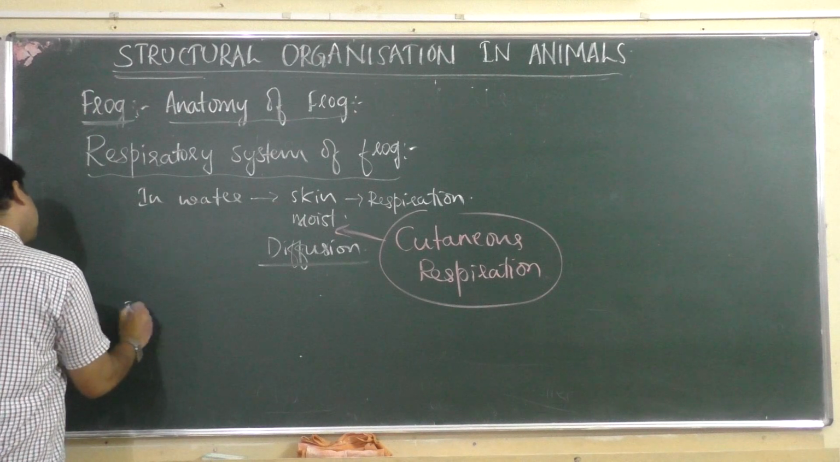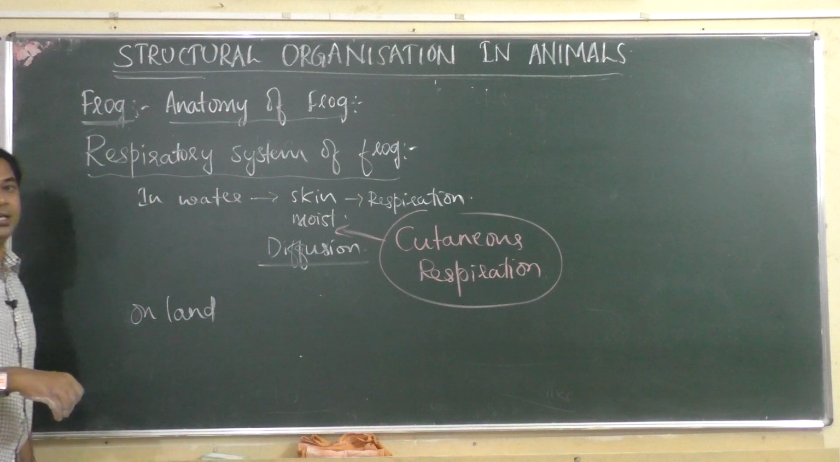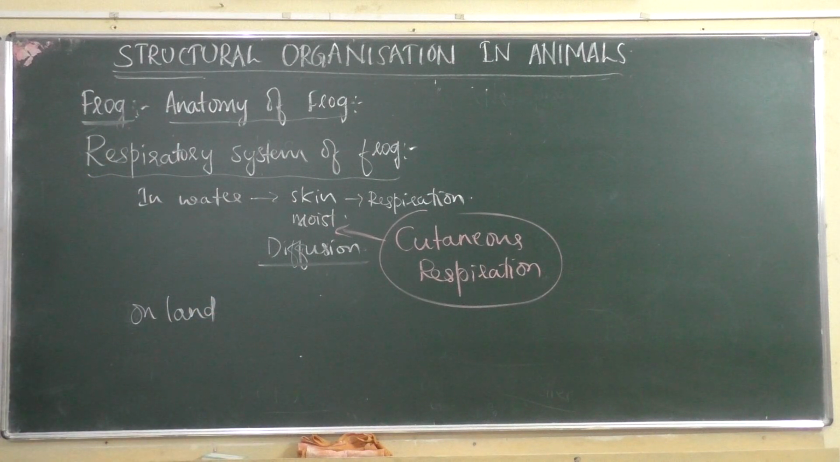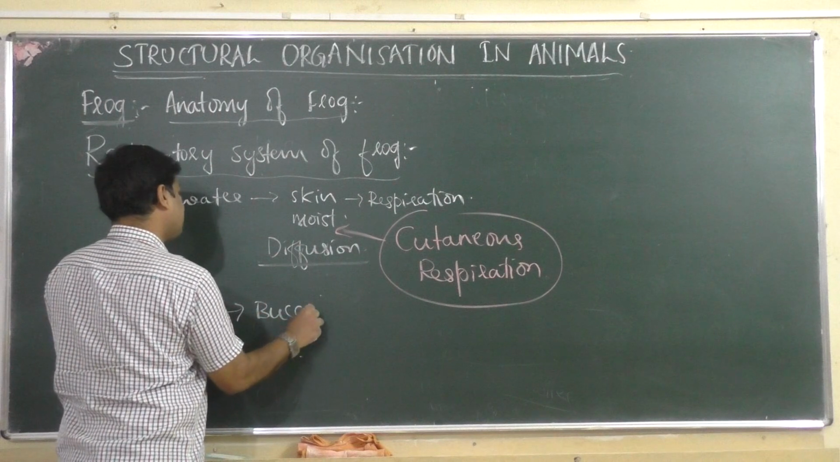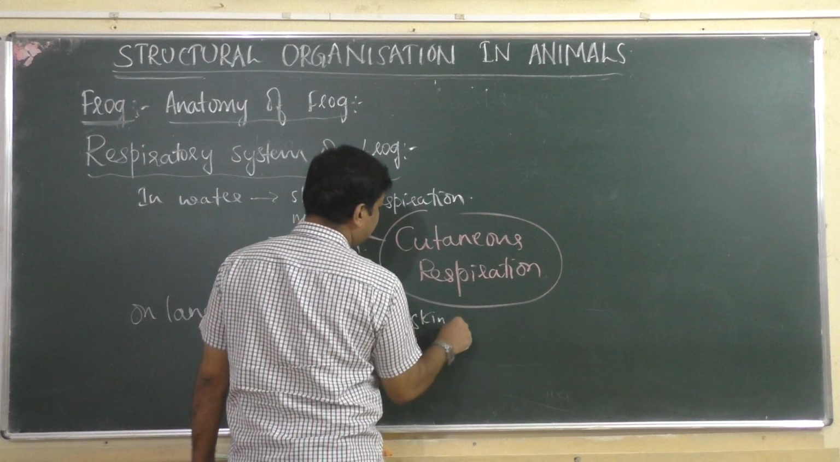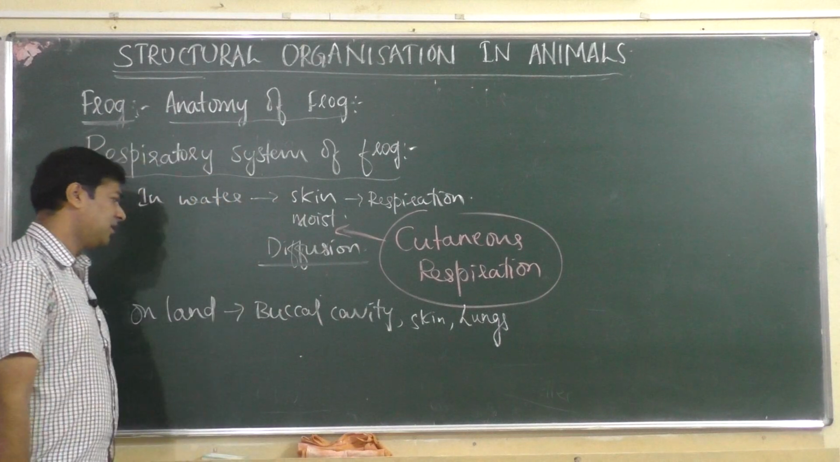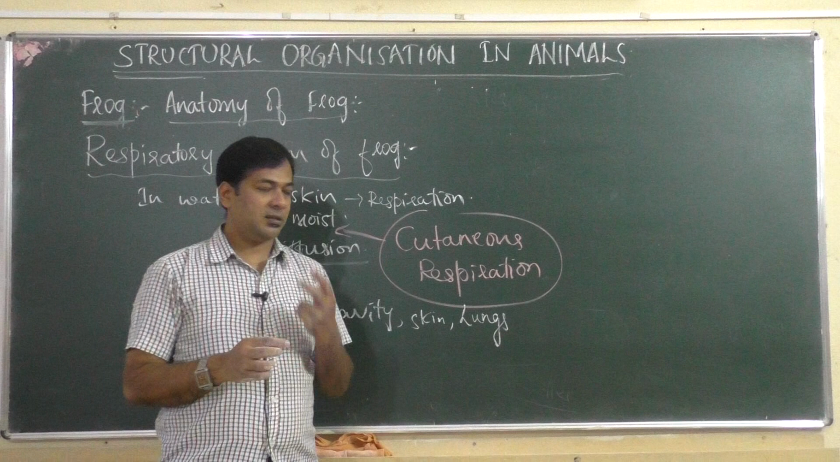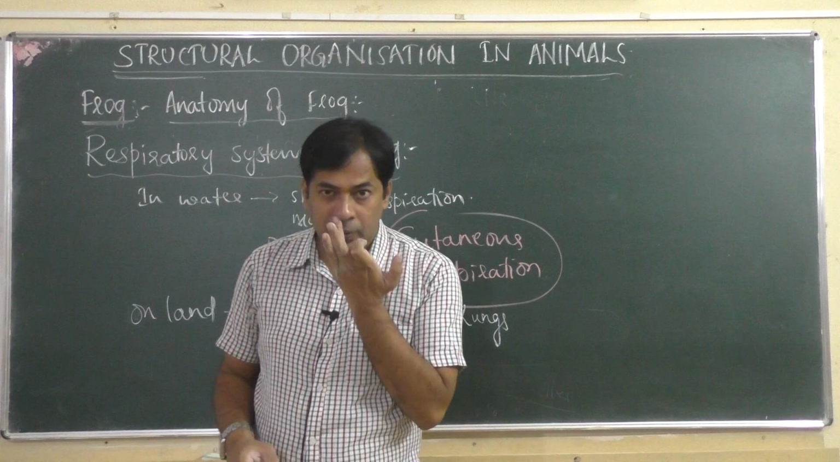When frog is on land, or inland, because it lives in the soil, then on land, buccal cavity, skin and lungs, all three will help. Buccal cavity, skin and lungs, all three will help for breathing or respiration. Buccal cavity means throat. You know, frog has nostrils. Holes are the same like how human nose has two openings here.